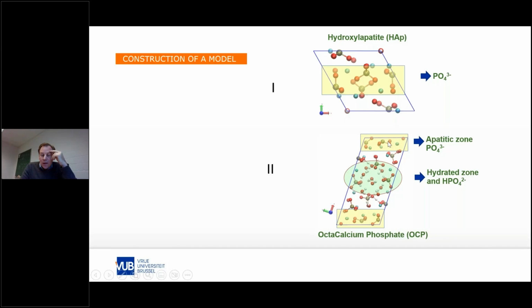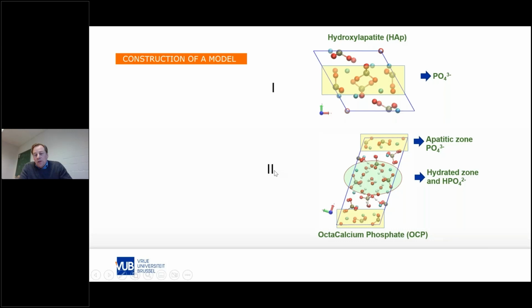Let's say the most symmetric part is the apatite part. And so this is here. And then we have a zone which is, let's say, a hydrated zone where we see this HPO4 group. So a logical model would be to start with the octacalcium phosphate polymorph. This is what we did.